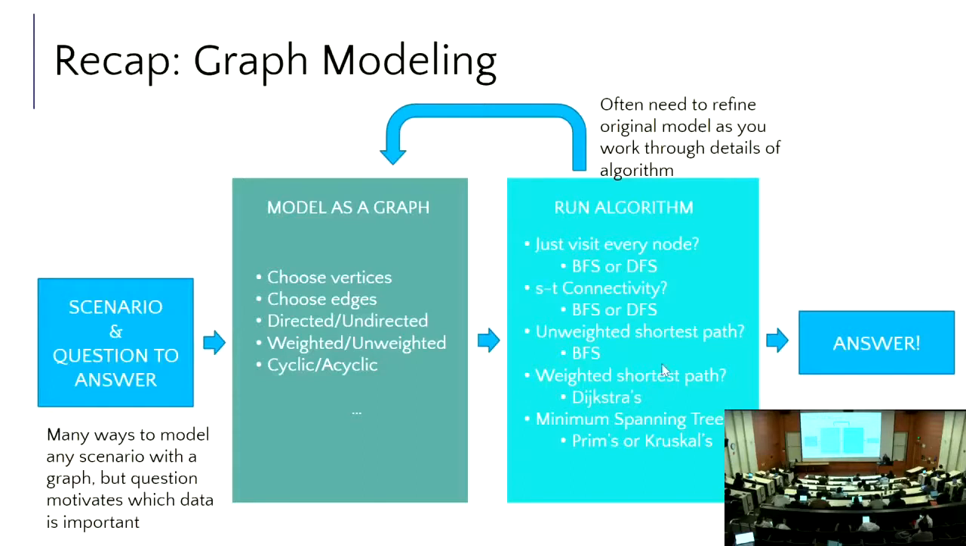If you don't have weights, but you want to get the shortest path, you run BFS. If you do have weights, then you run Dijkstra's. And if you want to check connectivity and you want to minimize the total summation of the edge weights, that's when you run Prim's or Kruskal's. You'll probably be a little bit more familiar with Kruskal's. And that's how you get your answer.